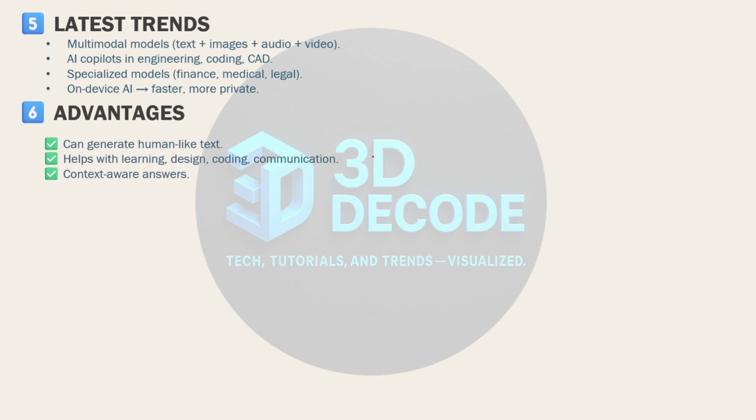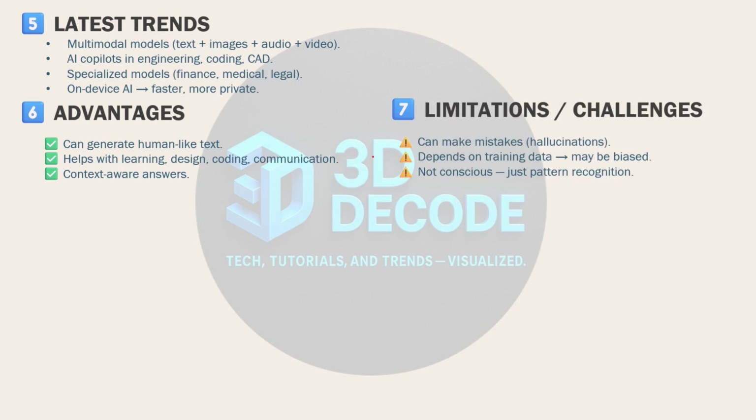Advantages. Generates human-like text. Supports learning, design, coding, and communication. Provides context-aware answers. Limitations, challenges. Sometimes makes mistakes called hallucinations. Depends heavily on training data, which may carry biases. Not conscious. It's pattern recognition, not true understanding.